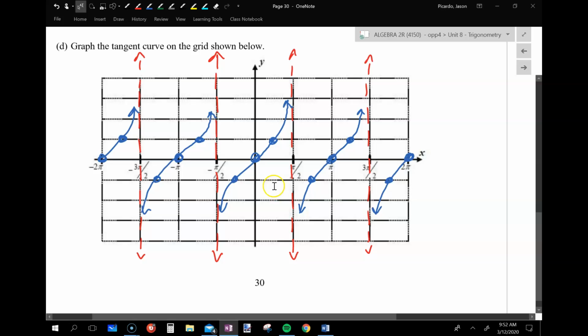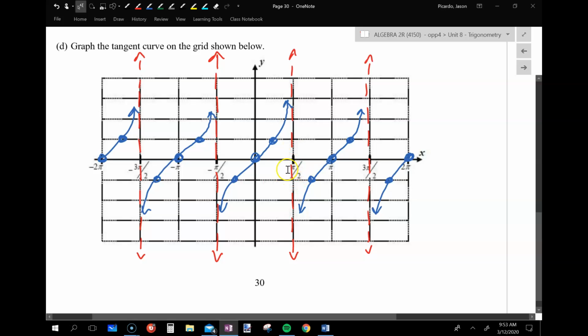Okay. Notice something else. Really important, guys. How many cycles do you see? Well, this is a cycle, right? And that's a cycle, and that's a cycle. So I see 3 cycles, and then I see a half a cycle and a half a cycle, right? How many total cycles do I see? 4. How big is a cycle of tangent?